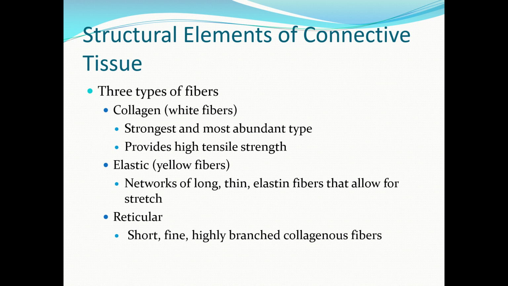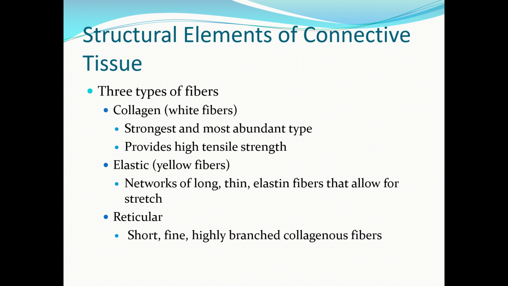So the collagen fibers are going to be white fibers that are the strongest and most abundant type of connective tissue. They are as strong as steel of the same diameter. They provide high tensile strength and bind all the organs. If you remove the cells of the body, you would still see a connective tissue outline of all the organs because of the collagen network.